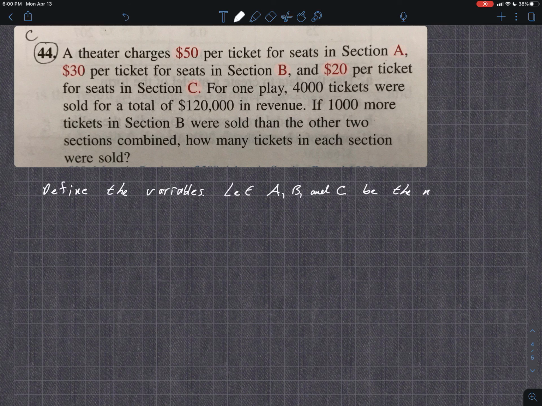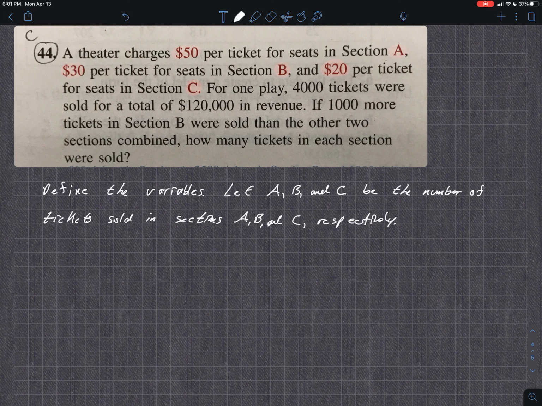So let A, B, and C be the number of tickets sold in sections A, B, and C respectively. So they match up, right?